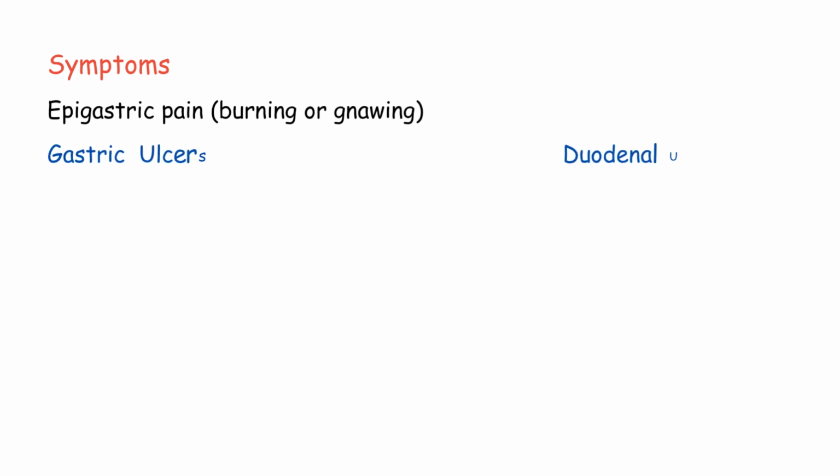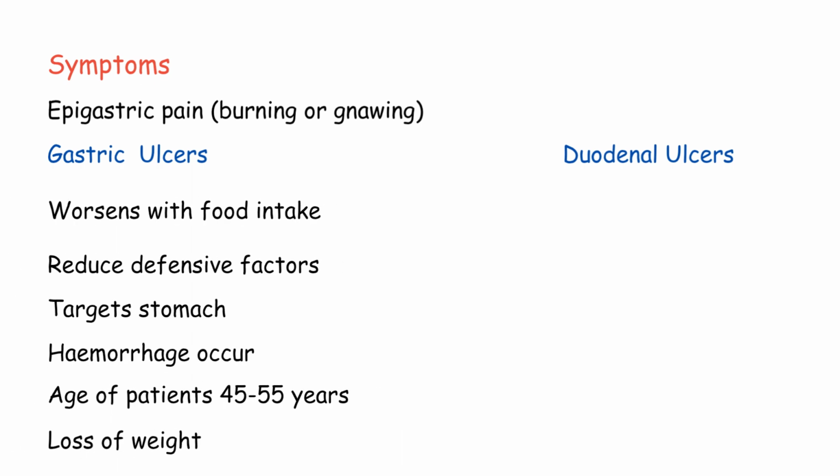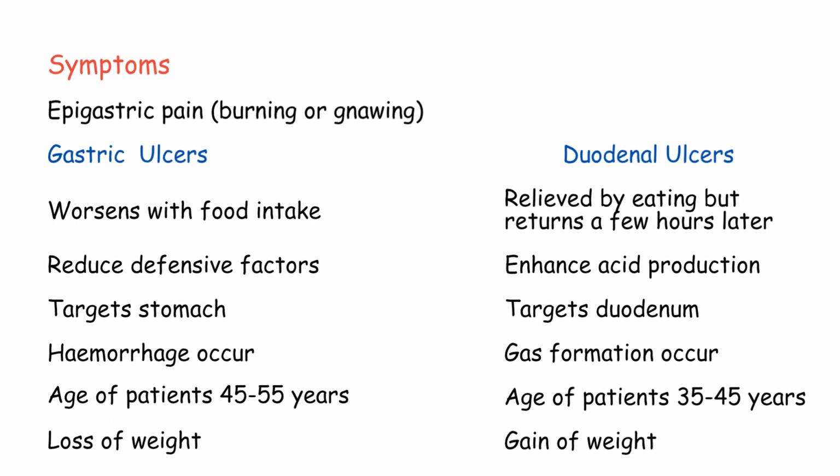The hallmark symptom of PUD is epigastric pain, often described as burning or gnawing. However, the pain pattern can help differentiate between gastric and duodenal ulcers. Gastric ulcer pain worsens with food intake, whereas duodenal ulcer pain is relieved by eating but returns a few hours later. Other symptoms include bloating, early satiety, nausea, and dyspepsia.